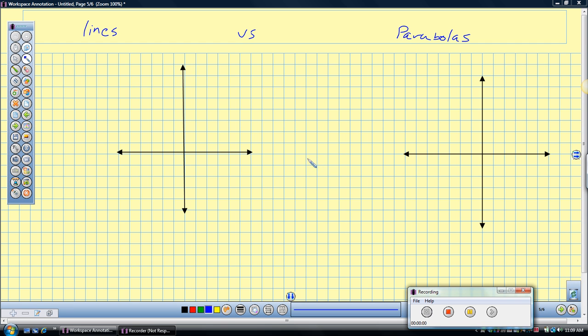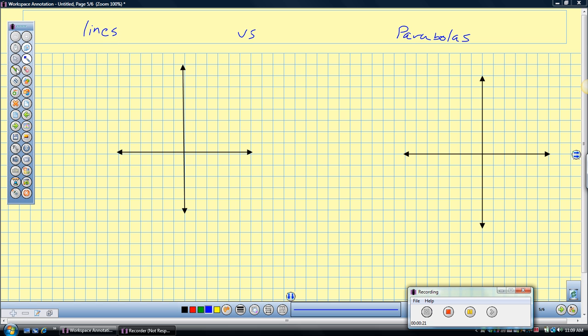Today I'm going to look at how you graph lines versus how you graph parabolas based on their equations, because all shapes that we're going to study will have a nice form to put the equation in. And when that equation is in that form, then all of the numbers in the equation will mean something to us, and it will make it much easier to graph.